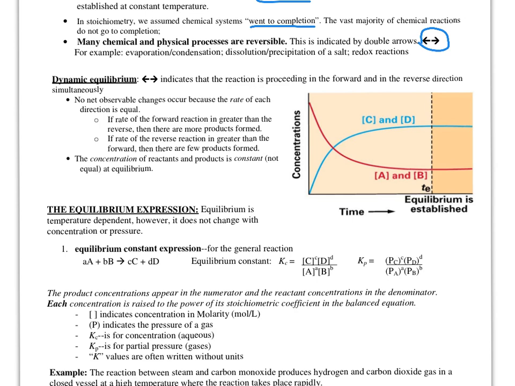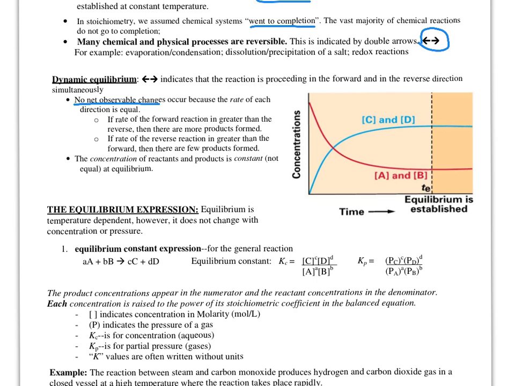Dynamic equilibrium is a term we use that indicates, when we see those double arrows, that the reaction is proceeding in both the forward and the reverse direction simultaneously. So when we see those double arrows or dynamic equilibrium, what we're saying is there are no observable changes occurring because the rate of each direction in the reaction is equal. We would not see a difference. It would look like we stopped making product, but really, we're making an equal amount of product and reactant at the same time. It's going back and forth.